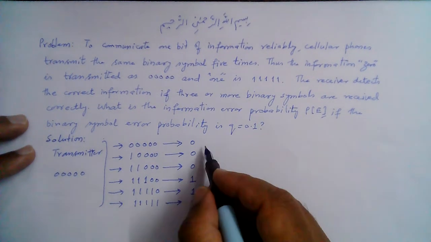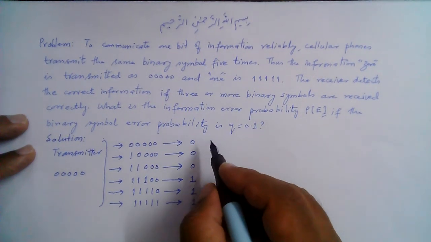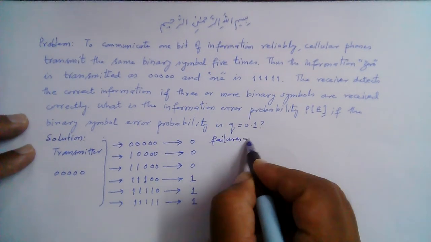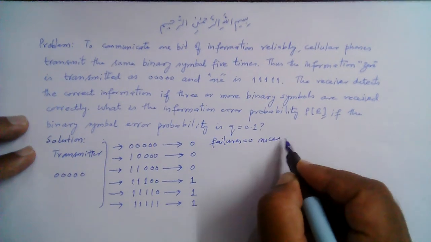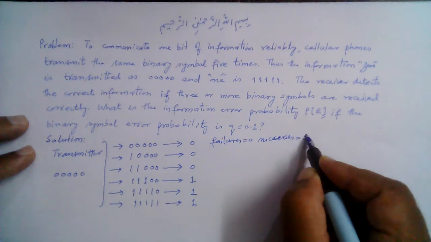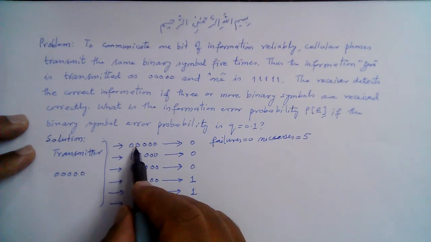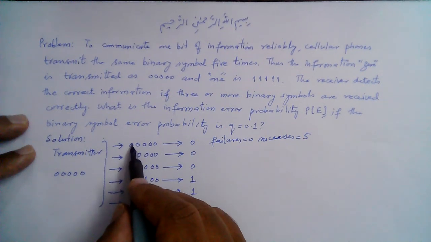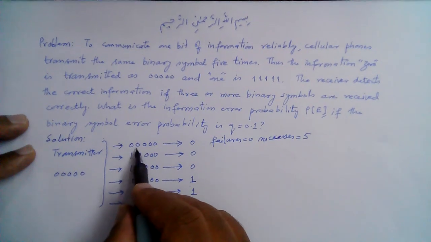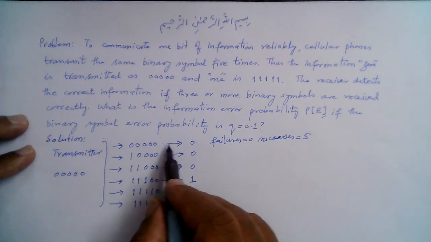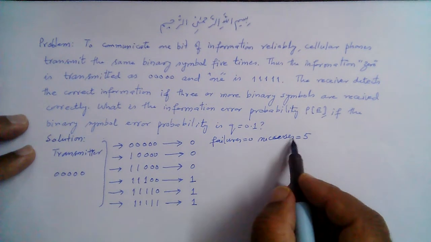So in this case here, for example, the number of failures is 0 and successes is 5, number of 5 successes. So this can be treated as a binomial experiment. Each bit is a binomial trial, right, with a possible outcome of either 0 or 1. And these 5 bits constitute a binomial experiment, right? So in this transmission, the number of failures is 0, the number of successes is 5.